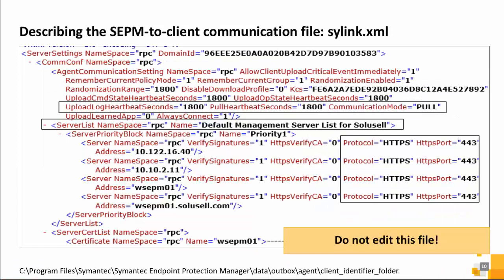During the SEPM installation, the sylink.xml file is created and stored on the SEPM. This file is used to communicate between the SEPM and its clients. This slide highlights the communications mode and heartbeat interval in seconds, the management server list name, protocol, and port. Each client downloads this file, which enables them to determine the SEPM to which they connect and which communication settings to use. The file's location is shown on the slide.